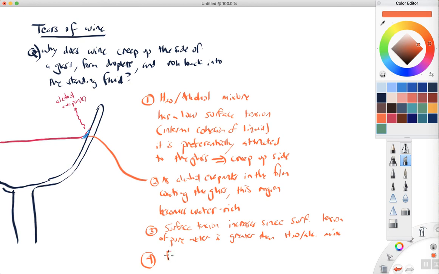So the film coalesces into droplets. And these droplets then roll back into the fluid in the glass. And that's why you get these little tears of these droplets rolling back into the glass. So this is a perspective that we have of the tears of wine.